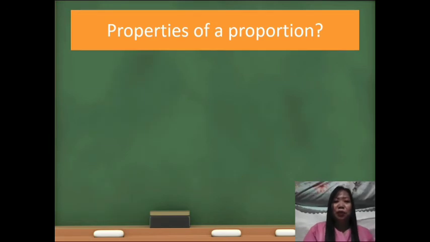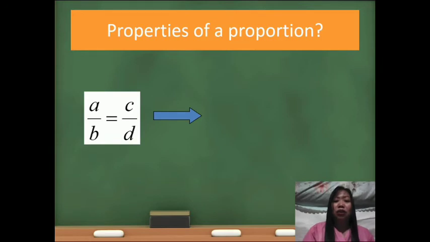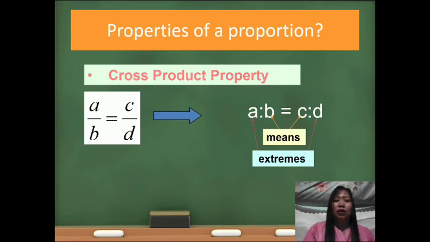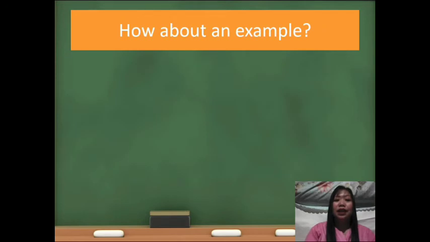What if our proportion is written in colon form? A is to B is equal to C is to D. How can we prove that it is a proportion? First, we need to find the product of the means, which is B and C, and the product of the extremes, which is A and D. If the product of the means is equal to the product of the extremes, then it is a proportion. So cross product property also. Let us have an example.